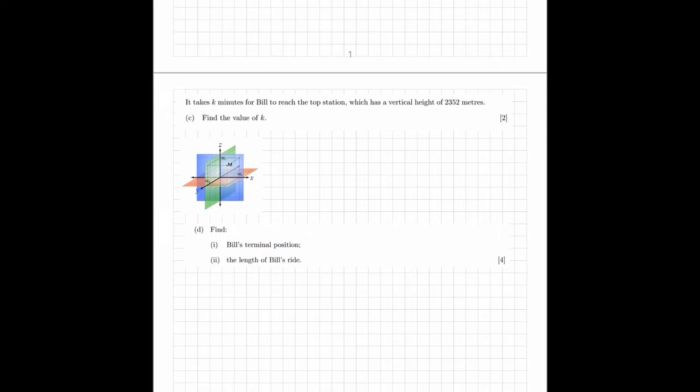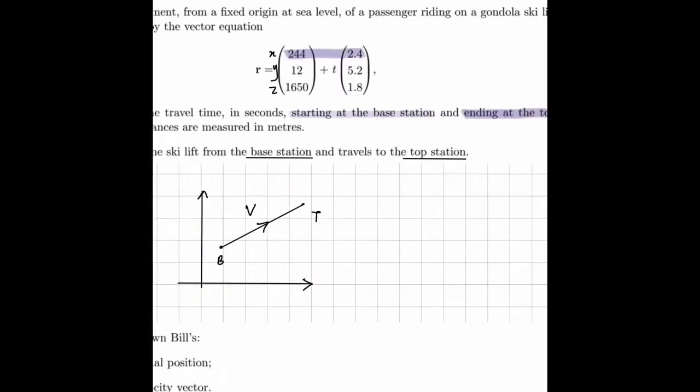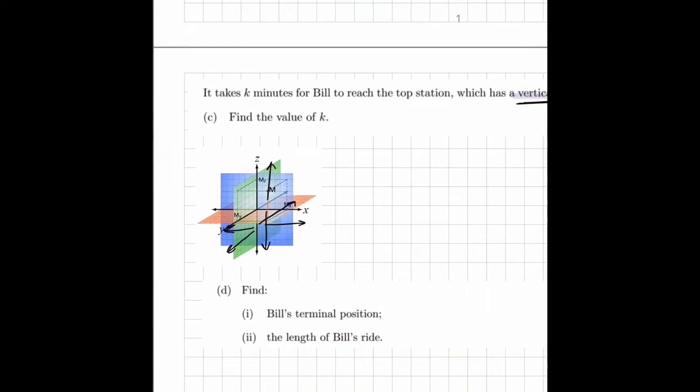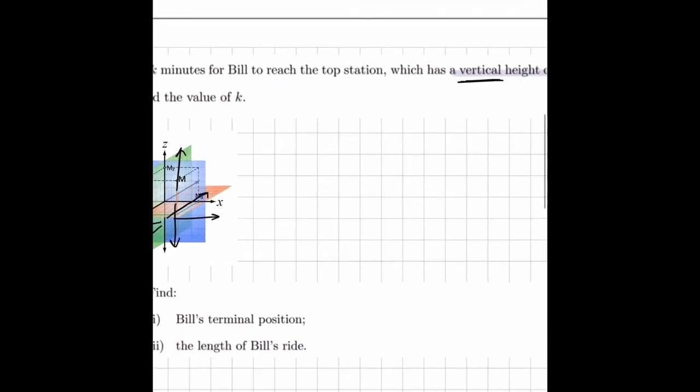For question C, it says that it takes k minutes for Bill to reach the top station, which has a vertical height of 2352 meters. So the keyword here is vertical, 2352. The x, y, or z equation is equal to 2352. And how are we to know? X is either to the right or left, as you can see in the diagram. Y is front or back, and Z is up or down. So in this case, which one do you think is equal to 2352?